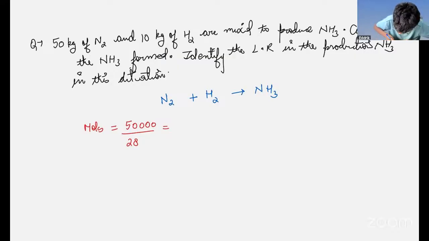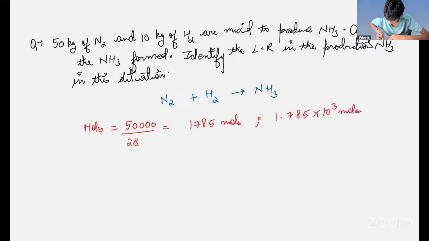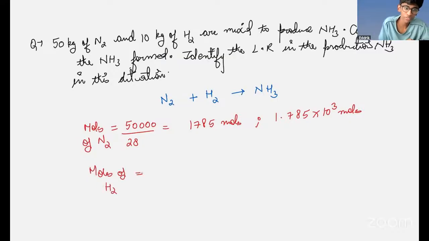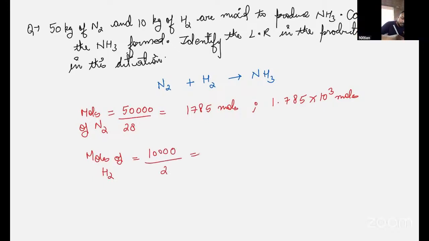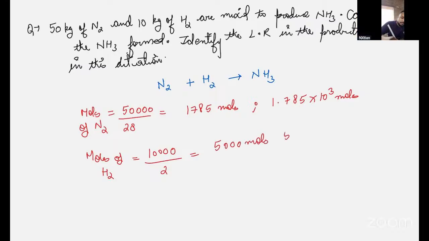Yes, sir. So I'll write here 1785 moles, or I can write 1.785 into 10 to the power 3 moles. Yes or no? Yes. Okay. This is the moles of nitrogen. Now calculate the moles of hydrogen. Okay. Now moles of hydrogen become 10,000 upon 2, which will become 5,000 moles. Exactly 5,000 moles because it is 10,000 by 2.